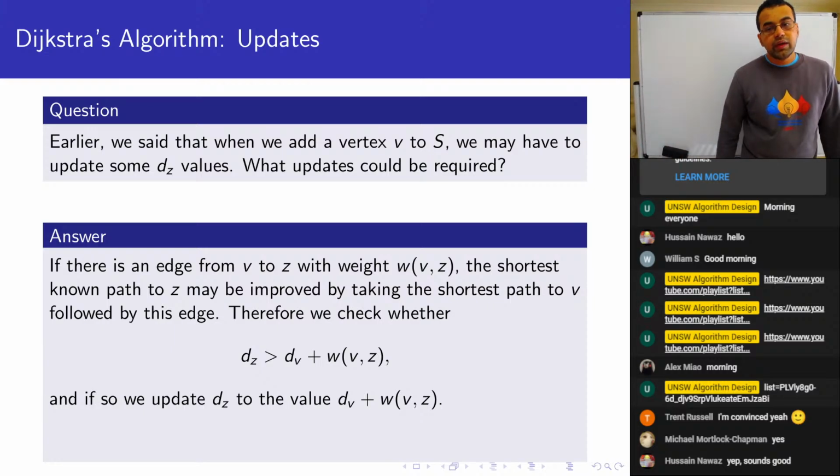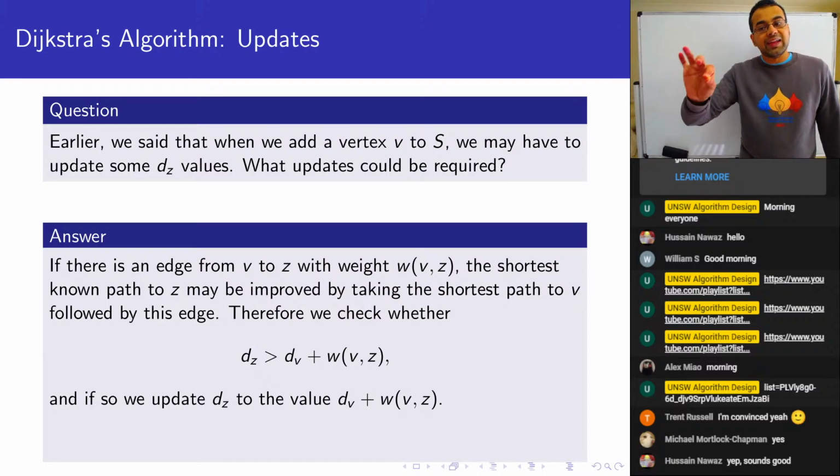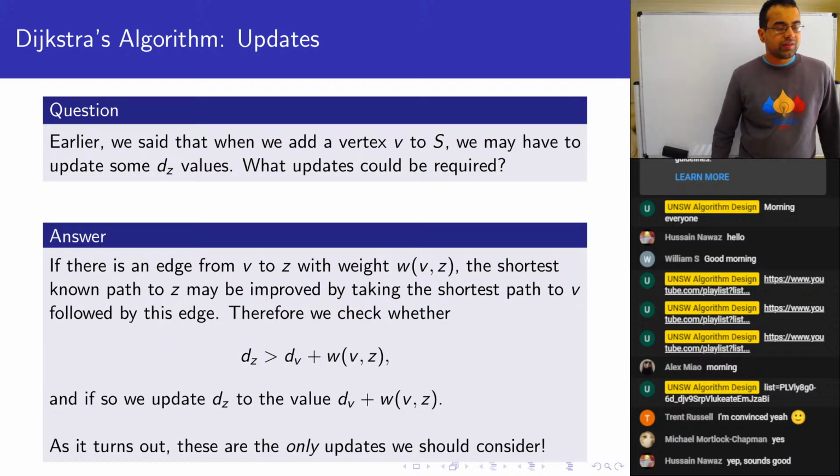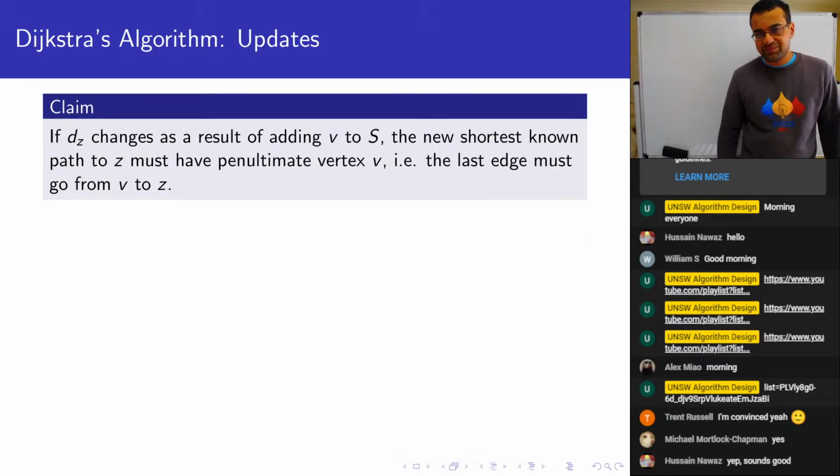is an improvement on what we know already, and if so, we update the dz value accordingly. Now, you may point out here that this isn't the only way that I could get a new path from S to Z, because you might go from S to V and then onwards to something else within the set S, and only then go to Z. But in fact, this is never an improvement on the existing dz value. In fact, these outgoing edges from V are the only time that you have to consider an update to dz. Let's see why that is.